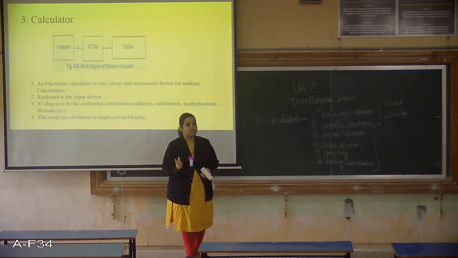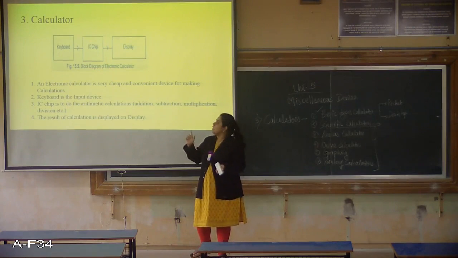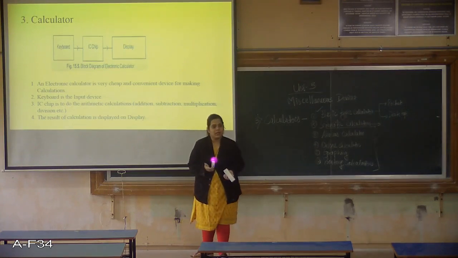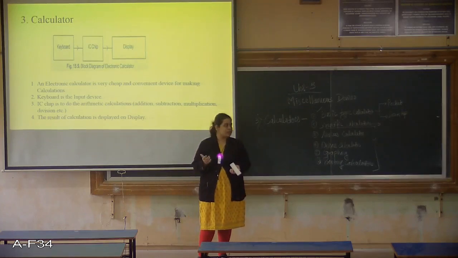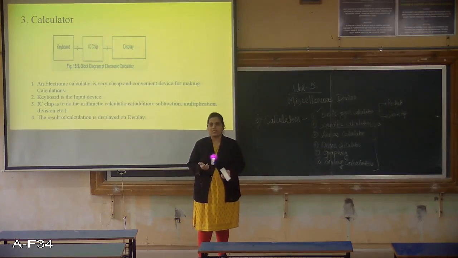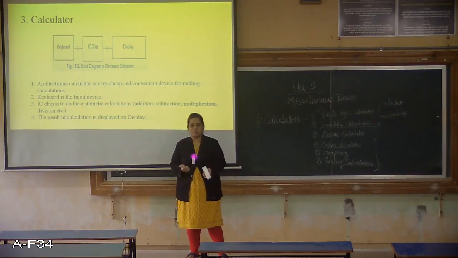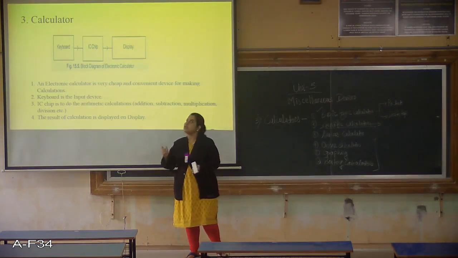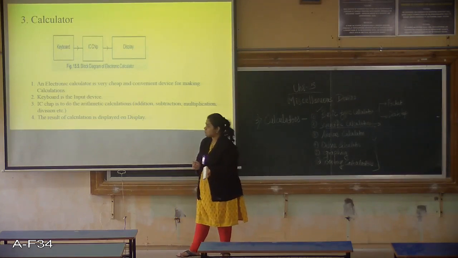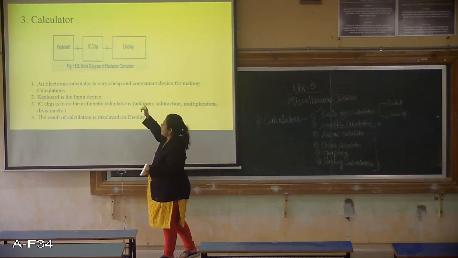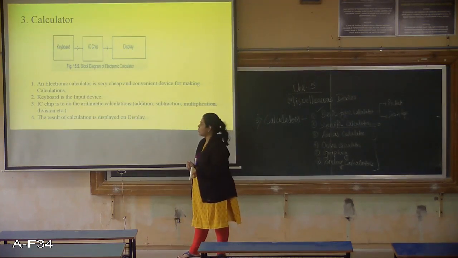Again, the display is a digital display, correct? This is driven by the 7-segment display, correct? Here, for display purposes, we use the 7-segment display. For digital watches and digital clocks, we have used the same thing. Again, you are going to see this here. Then the keyboard, IC chip, and display. This is the basic block diagram of the calculator.